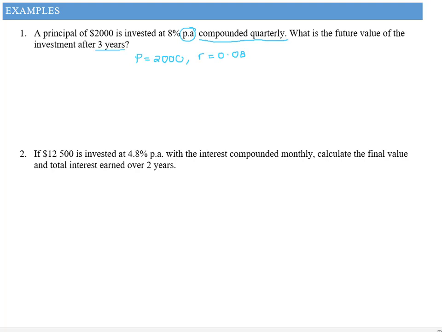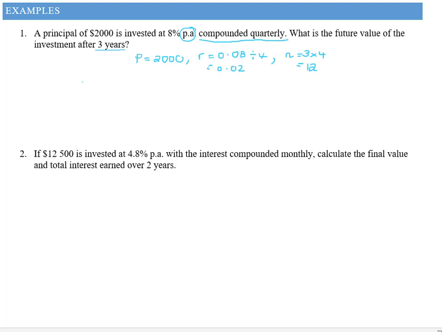So if I think about the year being divided up into 4 parts, I'm going to divide my interest rate by 4. And this gives me 0.02. Now, my time periods, it's 3 years, but my interest is being paid 4 times a year. So I'm going to multiply the time periods by 4, because it will happen 12 times over the 3 years.